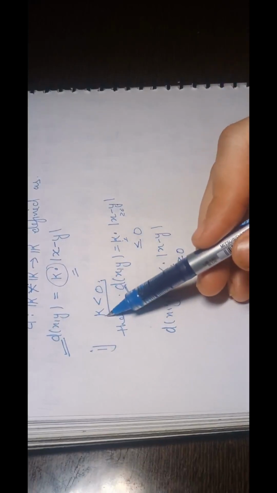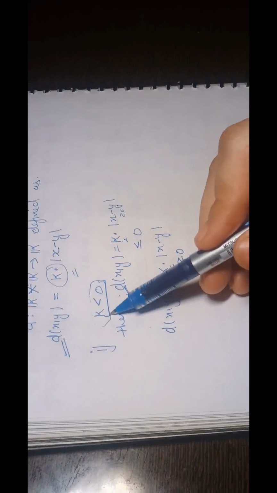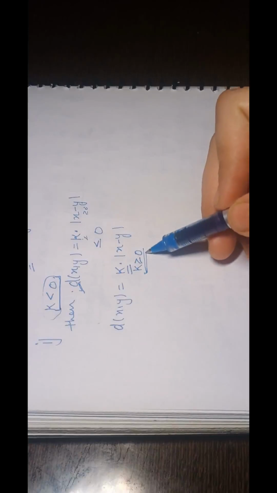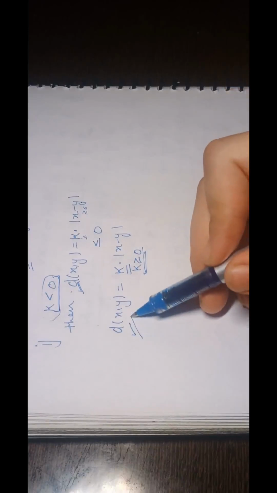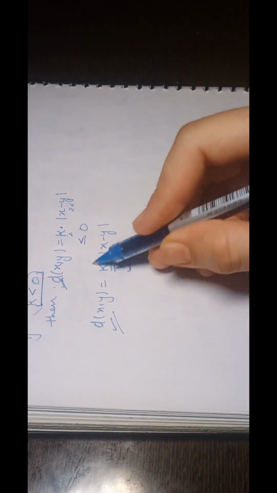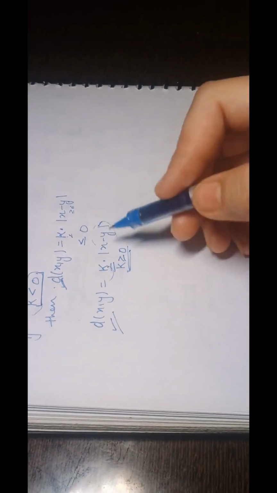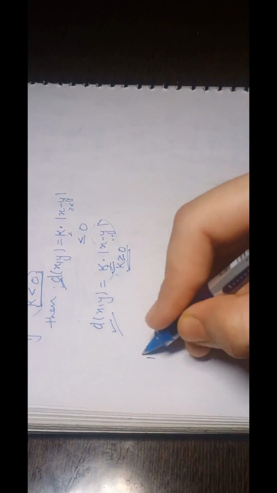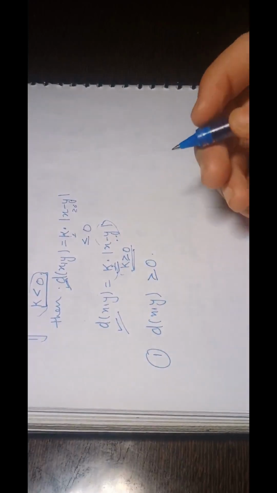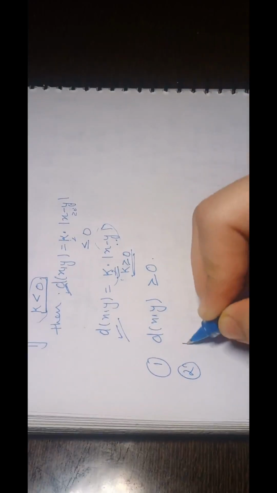Suppose I delete the case of k being negative. If I consider k to be non-negative, will this function turn out to be a metric? Non-negativity is satisfied. Since k is non-negative, this is non-negative, therefore the product will also be non-negative. Therefore d of xy is non-negative. That is trivial. Now the second condition is identification.